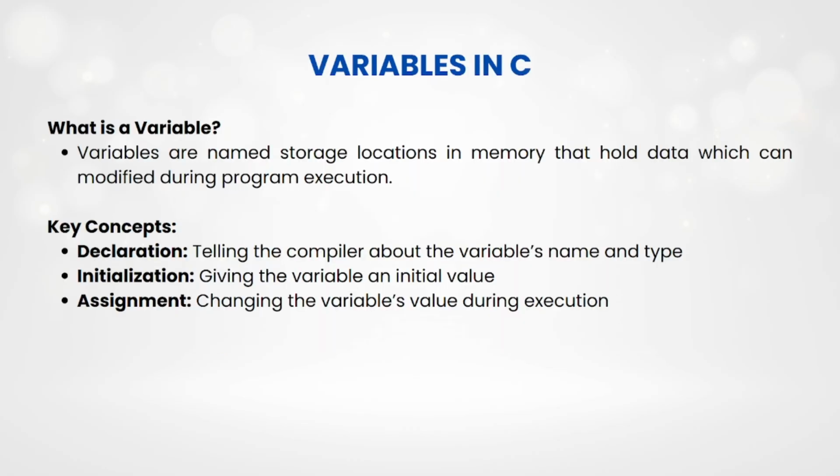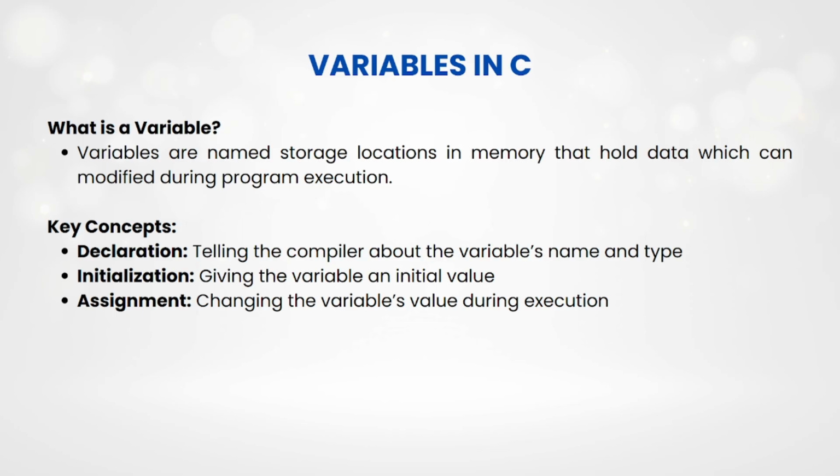Now, let's talk about variables in C. A variable is basically a named storage location in memory that holds data, and this data can change while the program runs. So in short, a variable is a container. A container has a value or not. So that's the short definition of what a variable is. If you don't understand any variable, I'll explain it to you later.